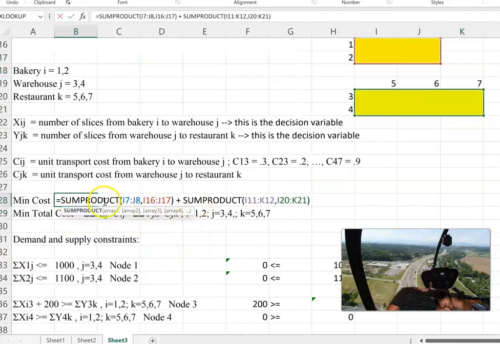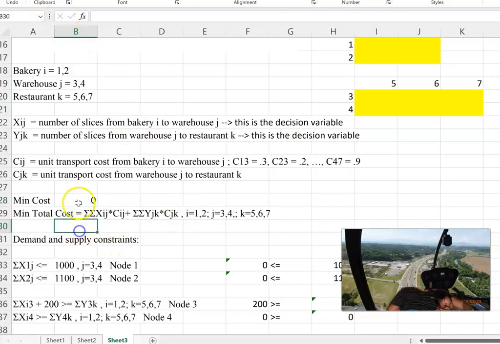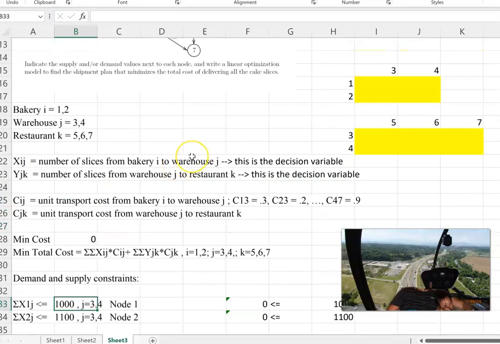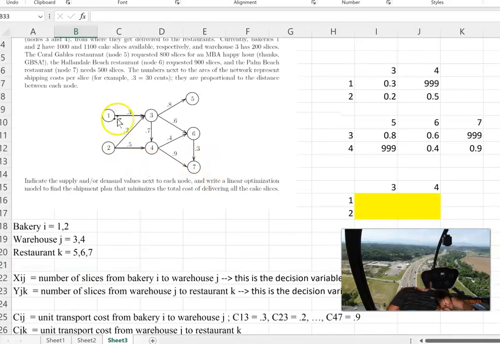So we are going to do that. See, these two sum product functions do it. That's the two sum product functions that we have in there that takes care of it. Now for the constraints. Those that come out of 1 and 2 must go into 3 and 4, and those that go out of 3 and 4 must go to 5, 6, and 7. So we could actually just simply focus on 3 and 4. What goes into 3 and 4 must come out to 5, 6, and 7.